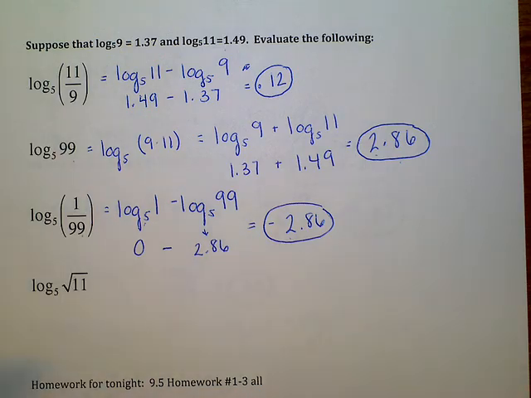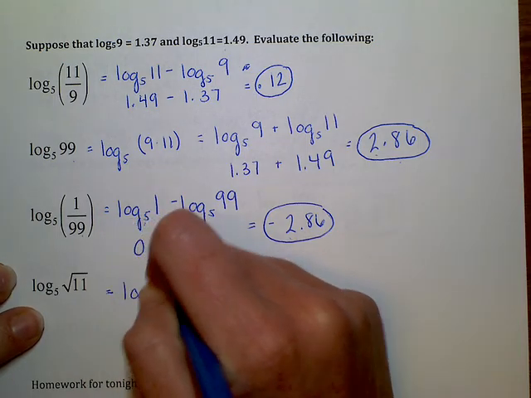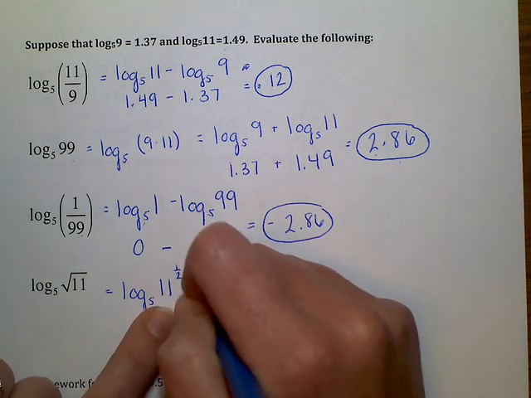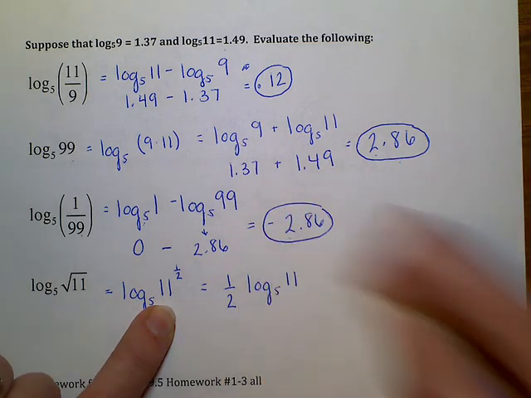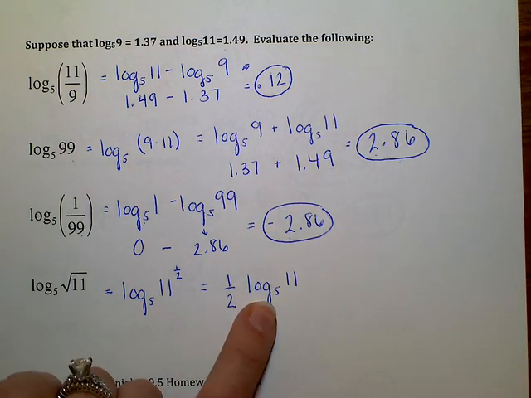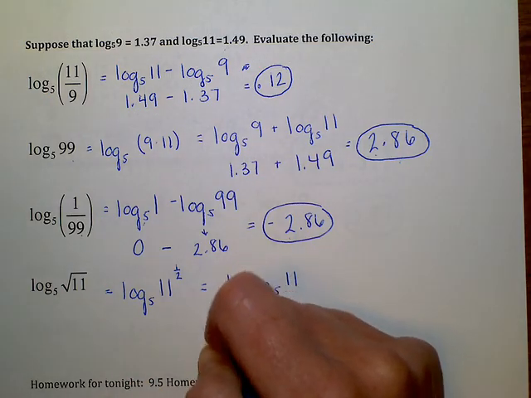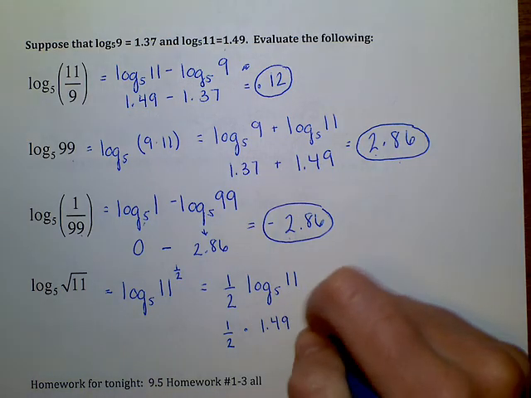The last one, a little tricky. I certainly wouldn't know what the square root of 11 is, but I know that I could represent that as an 11 to the 1/2. And I know if I have that 1/2 on 11, one thing I could do is move that in front of the log. Log base 5 of 11, that's something I have, 1.49. 1/2 times that, so I basically have to cut 1.49 in half, and that's going to be 0.745.